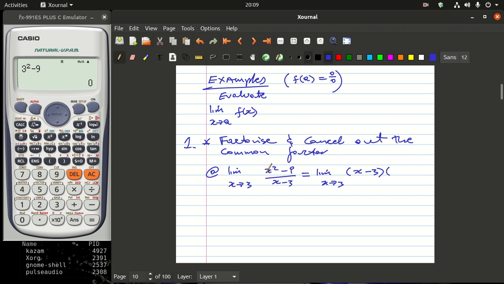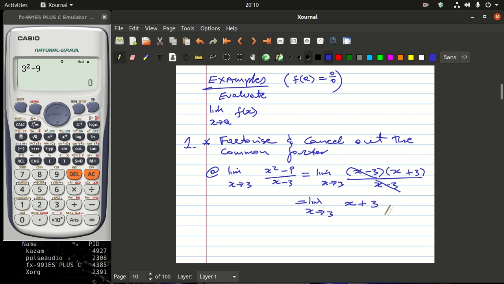Because here we have an x squared, how do you factorize a difference of two squares, given that you already know one factor? It's actually very easy, because we're going to have x squared divided by x, and you end up having an x, and minus 9 divided by minus 3, you end up having a plus 3. Then the common factor cancels and you'll be left with that. Let me write it down. So we're going to have the limit as x approaches 3 of x plus 3.